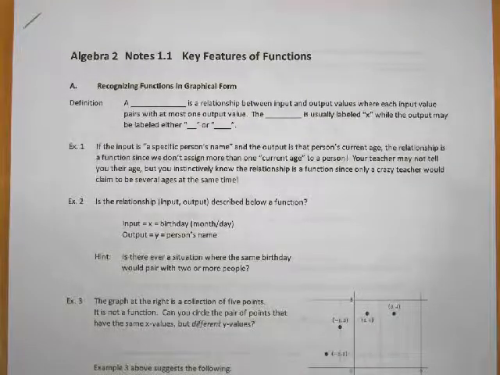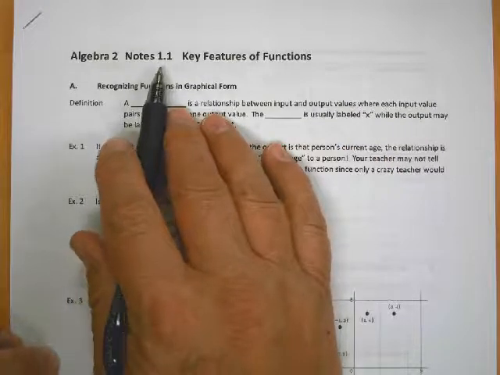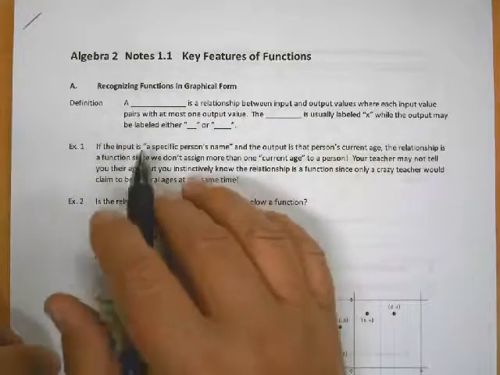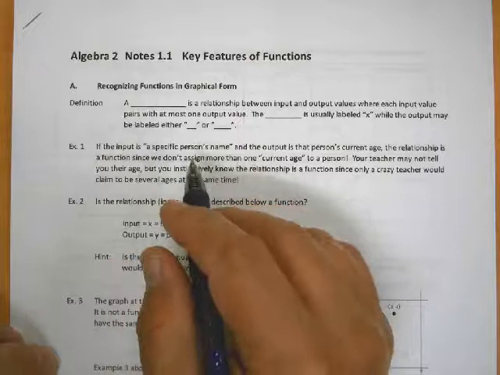Okay, we're looking at the notes for Honors Algebra 2 and Regular Algebra 2 in this case. Notes section 1.1 and key features of functions. So we're going to first of all figure out what a function is, that vocabulary word.